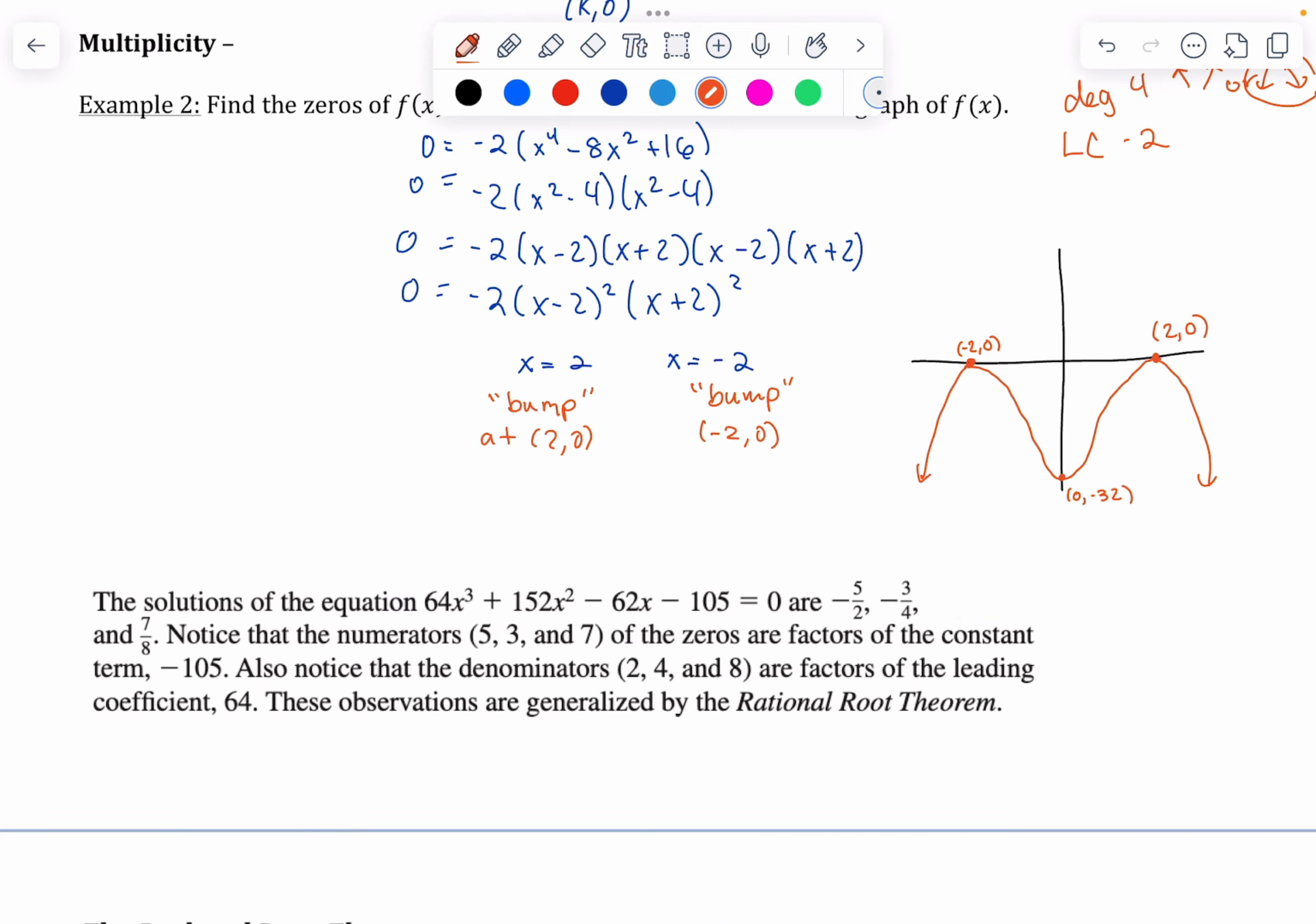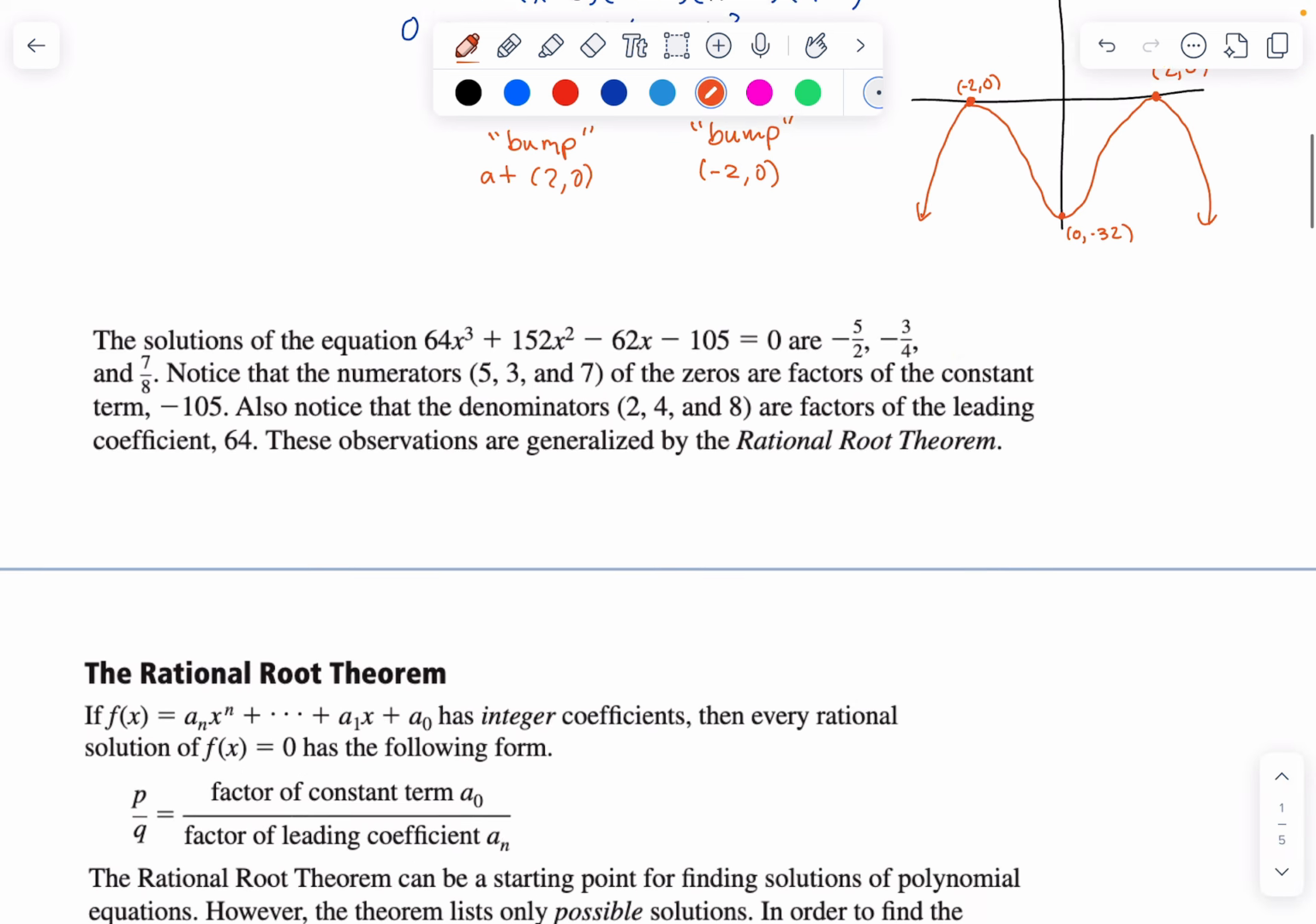Okay, so that was the main idea there. It's a way to help us graph polynomial functions. Okay, moving on to the content that I wasn't here for.